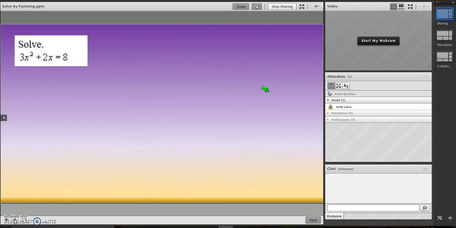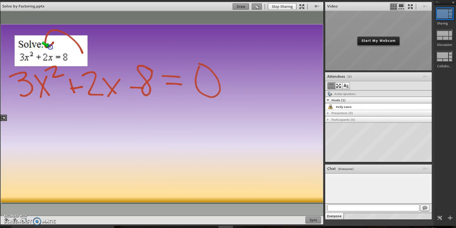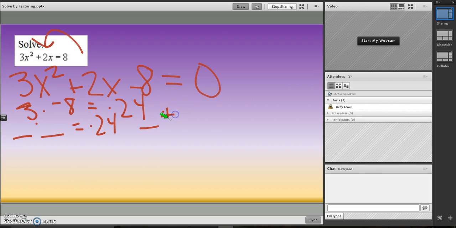Okay, let's do one where it doesn't equal 0. You have to make it equal 0. So we get 3x squared plus 2x minus 8. So I'm going to move everything over to the left side. Alright, we're going to do 3 times negative 8. So I get negative 24. Okay, and so I need to figure out what multiplies to give me negative 24 and adds to give me 2: 4 and 6. I need a negative 24 and a positive 2, so I'm going to get a negative 4.